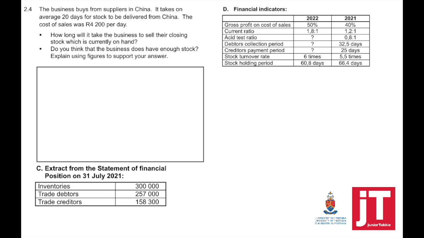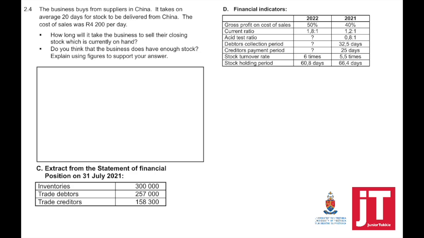It takes an average of 20 days for stock to be delivered from China. The cost of sales was 4,200 per day. How long will it take the business to sell their closing stock, which is currently on hand? Do you think that the business does have enough stock? Explain using figures to support your answer.